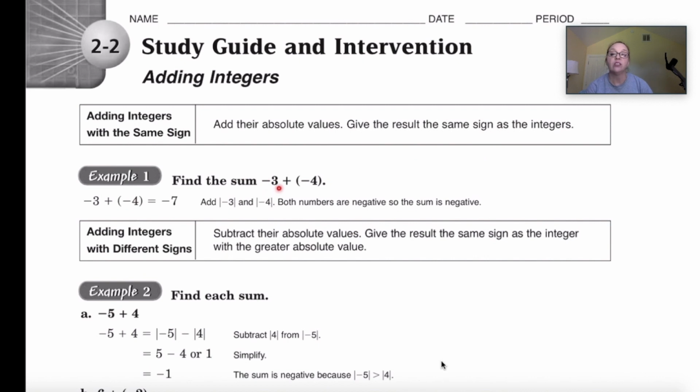And then this first example is given. If you're finding the sum of -3 and -4, well, 3 plus 4 is 7. They have the same sign, so this answer would be -7.